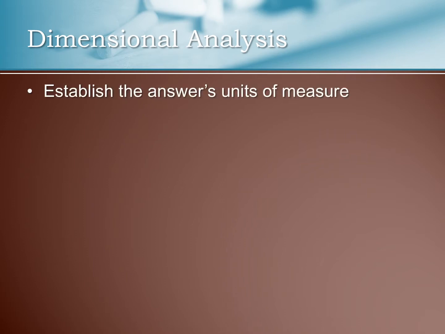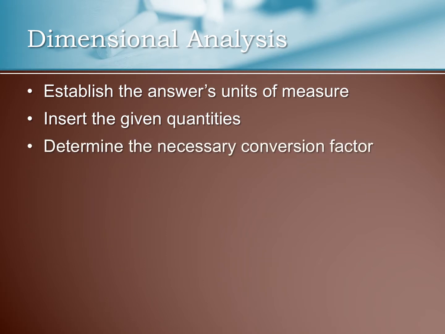Okay, so to explain dimensional analysis, step 1, you want to establish the answer's unit of measure, and you can do this by asking what must be determined or how should the final answer be expressed. Then step 2, insert the given quantities. These are the amount of material or physical property specified in the problem. Step 3, determine the necessary conversion factor. This is a common equivalent needed to convert between systems of measurement. Step 4, calculate the answer and examine the equation.